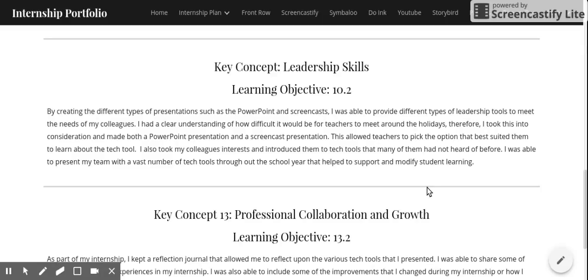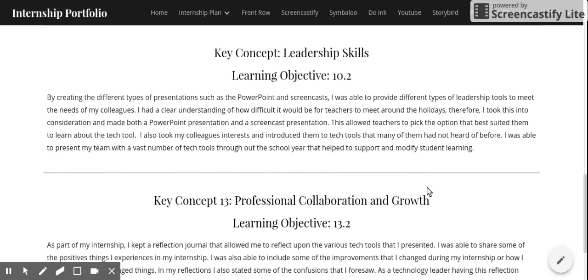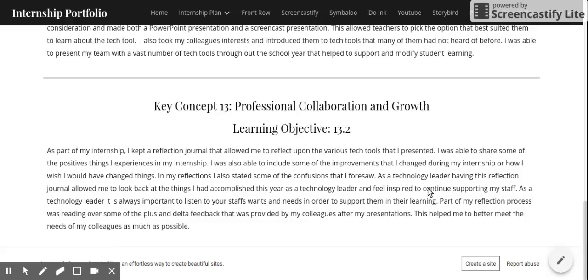I also took my colleagues' interests and introduced them to tech tools that many of them had not heard of before. I was able to present my colleagues with a vast number of tech tools throughout the school year that helped to support and modify student learning. I also met Key Concept 13, Professional Collaboration and Growth, and Learning Objective 13.2.